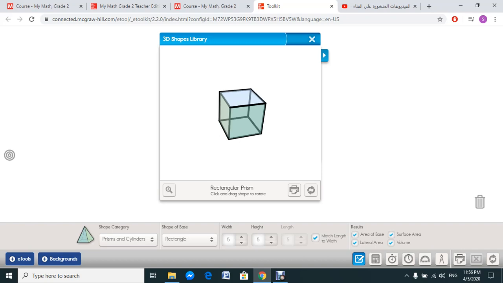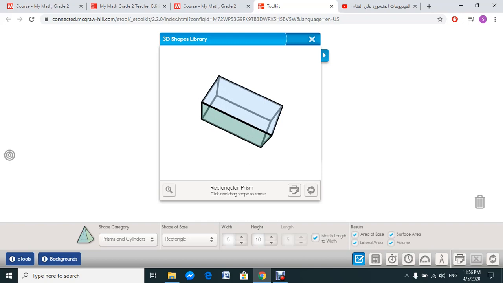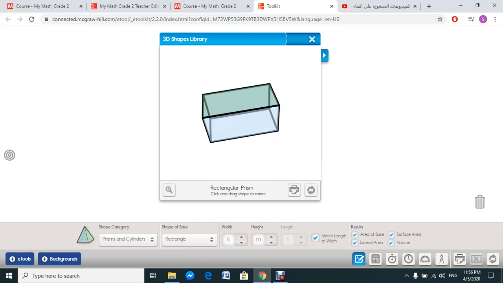So how many vertices does this cube have? 1, 2, 3, 4, 5, 6, 7, 8. This was about the cube. Now let's try making this cube a rectangular prism as you see here. Okay, not a lot of things changed, just the height of it.